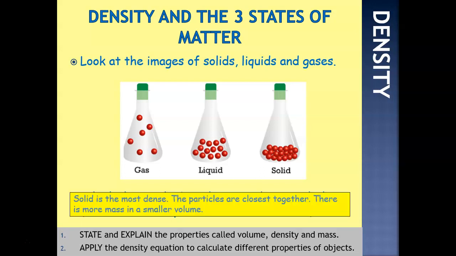Okay, well the most dense would be the solid. It's because the particles in the solid are closest together. To make it more scientific and to give us those keywords we were looking at, there is more mass in a smaller volume. So there are more particles present in much smaller space than present for the gas, which means it is a higher density.